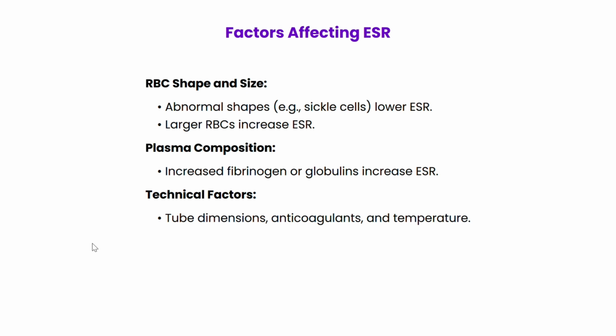Several factors affect ESR. The shape and size of RBCs play a significant role. For example, abnormal shapes like sickle cells lower the ESR, while larger RBCs settle faster and increase the ESR. Plasma composition also matters. High levels of proteins like fibrinogen and globulins can increase the ESR. Finally, technical factors like the dimensions of the tube, type of anticoagulant used, and temperature can influence the results.